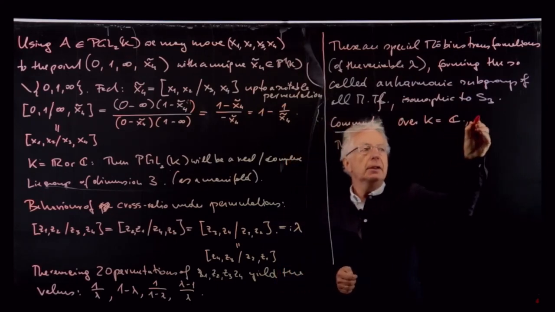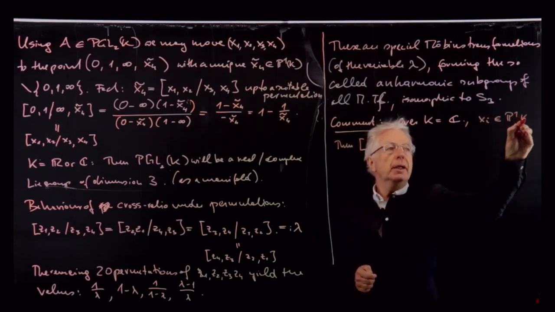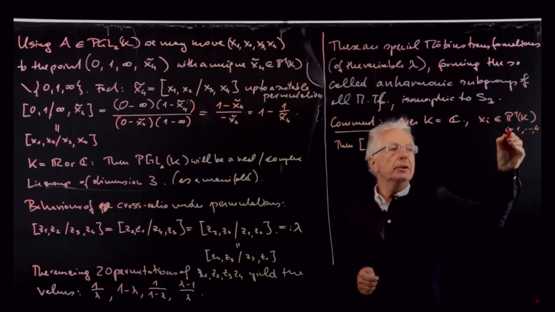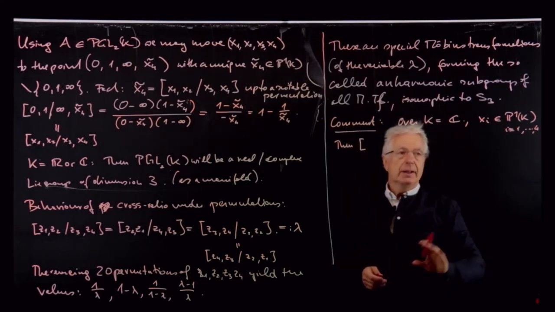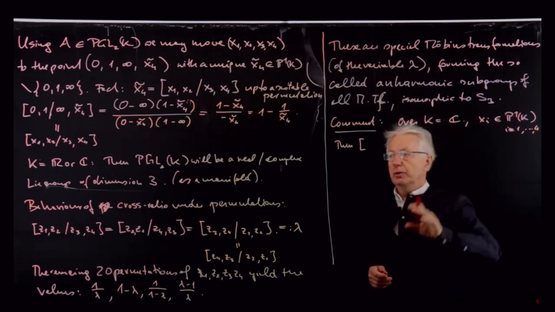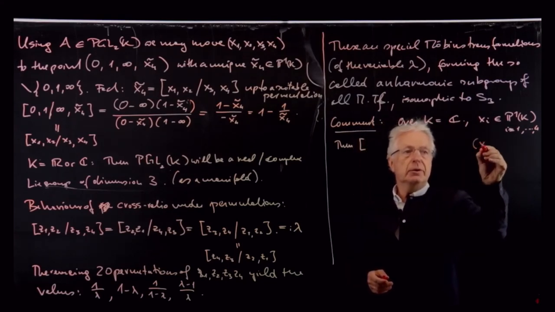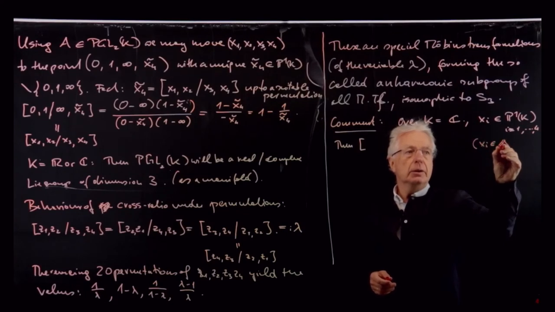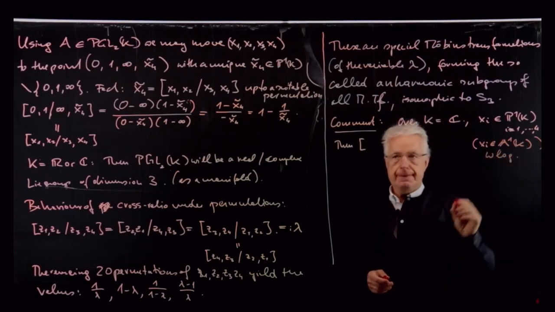Let me write x_i for elements in P^1_k, i equals 1 to 4. So I'll try, at least at the beginning, to distinguish between variables and points. And whenever we have these four points here, we could also take them outside infinity by moving them away from infinity. So we can assume actually that the x_i are in A^1_k without loss of generality. Okay.